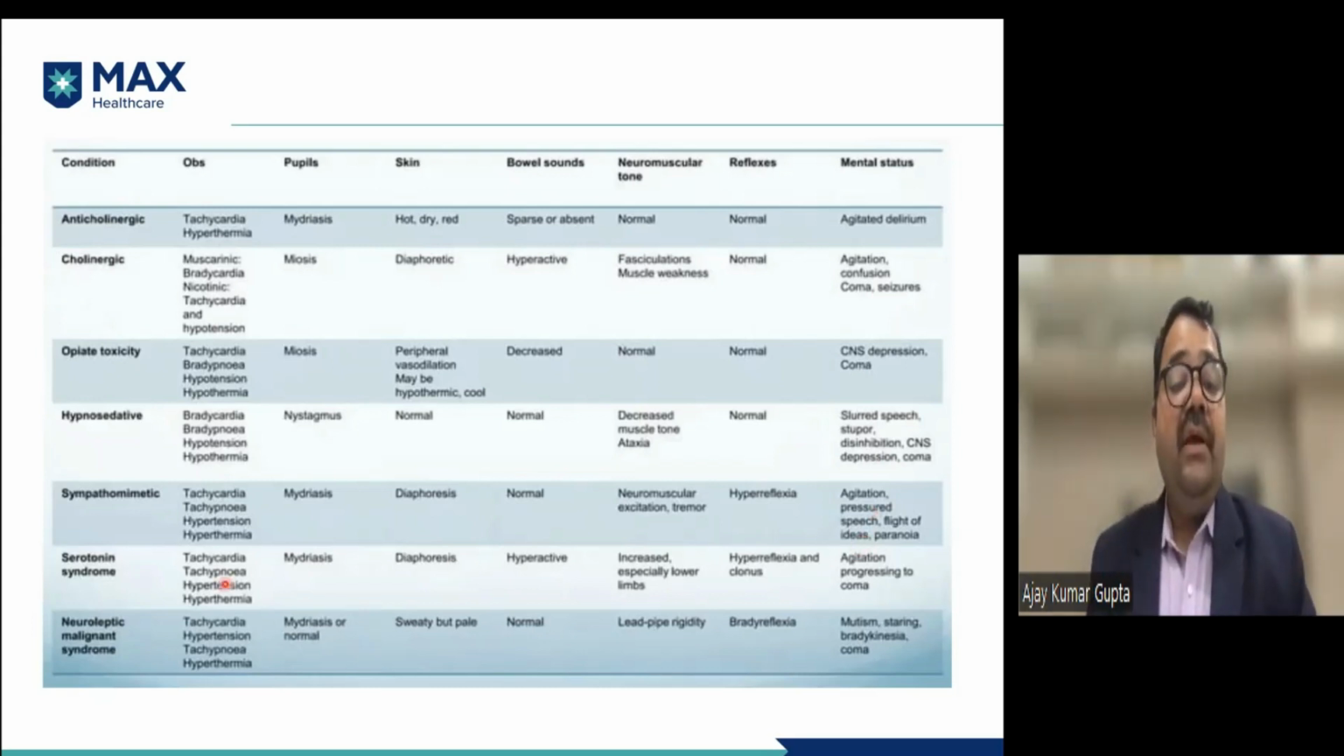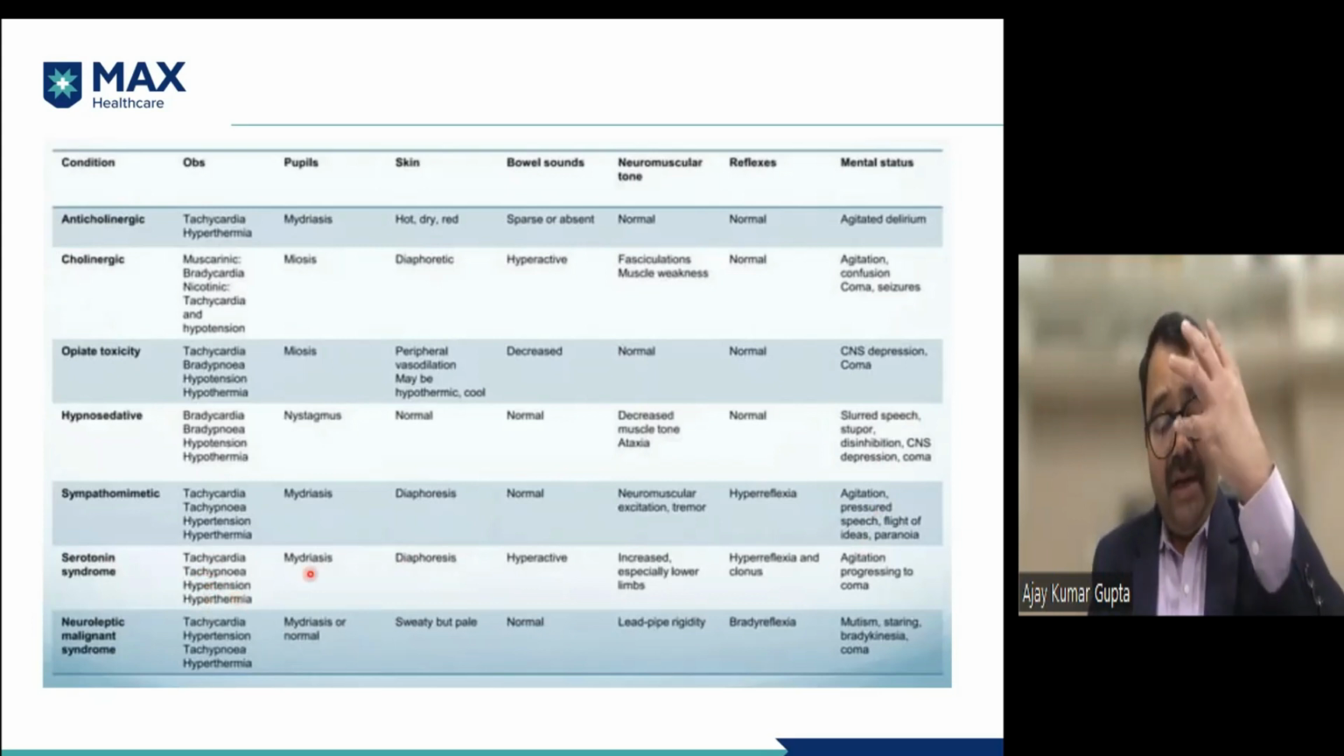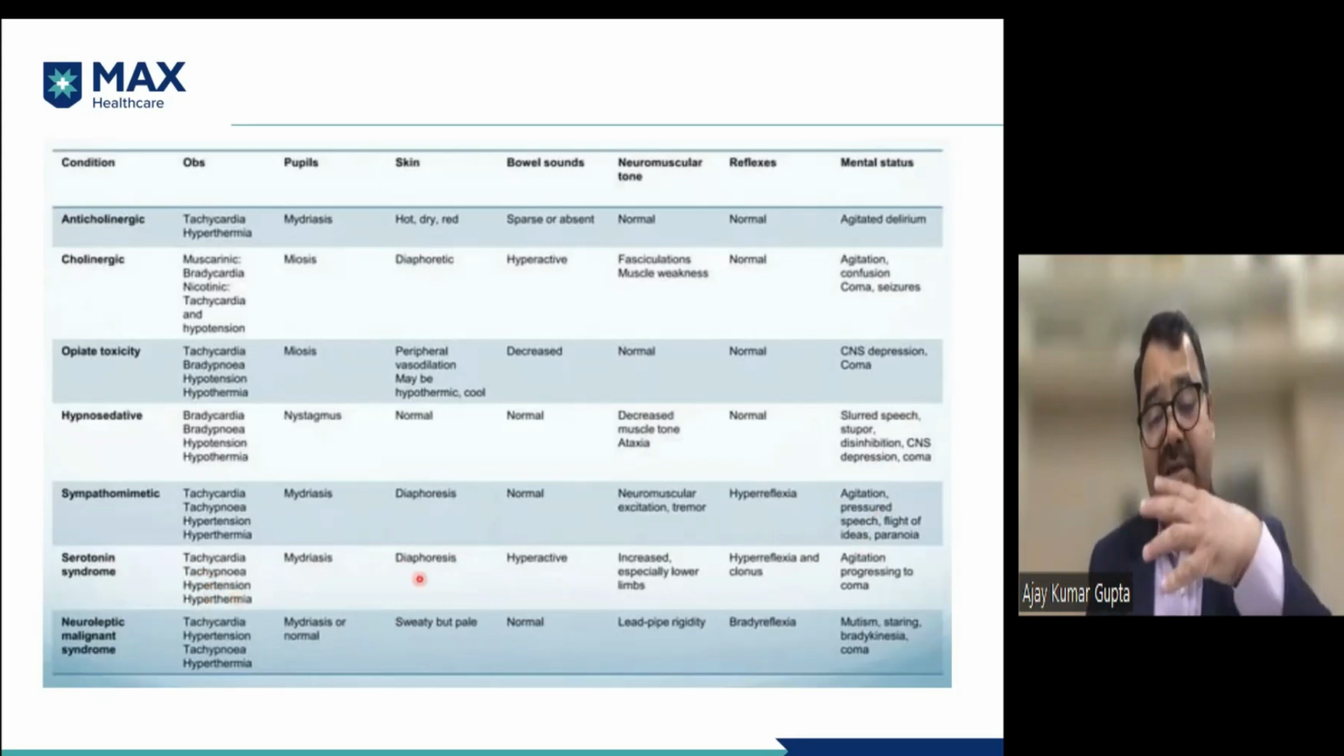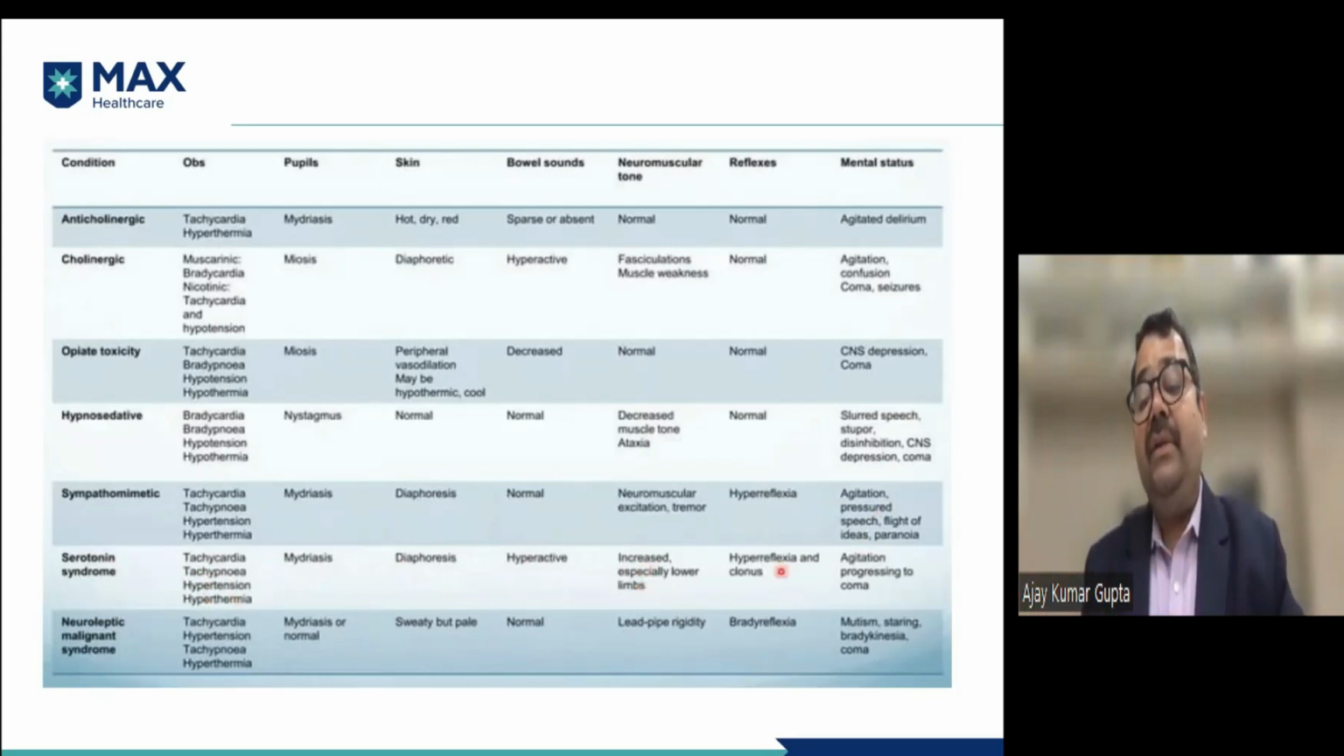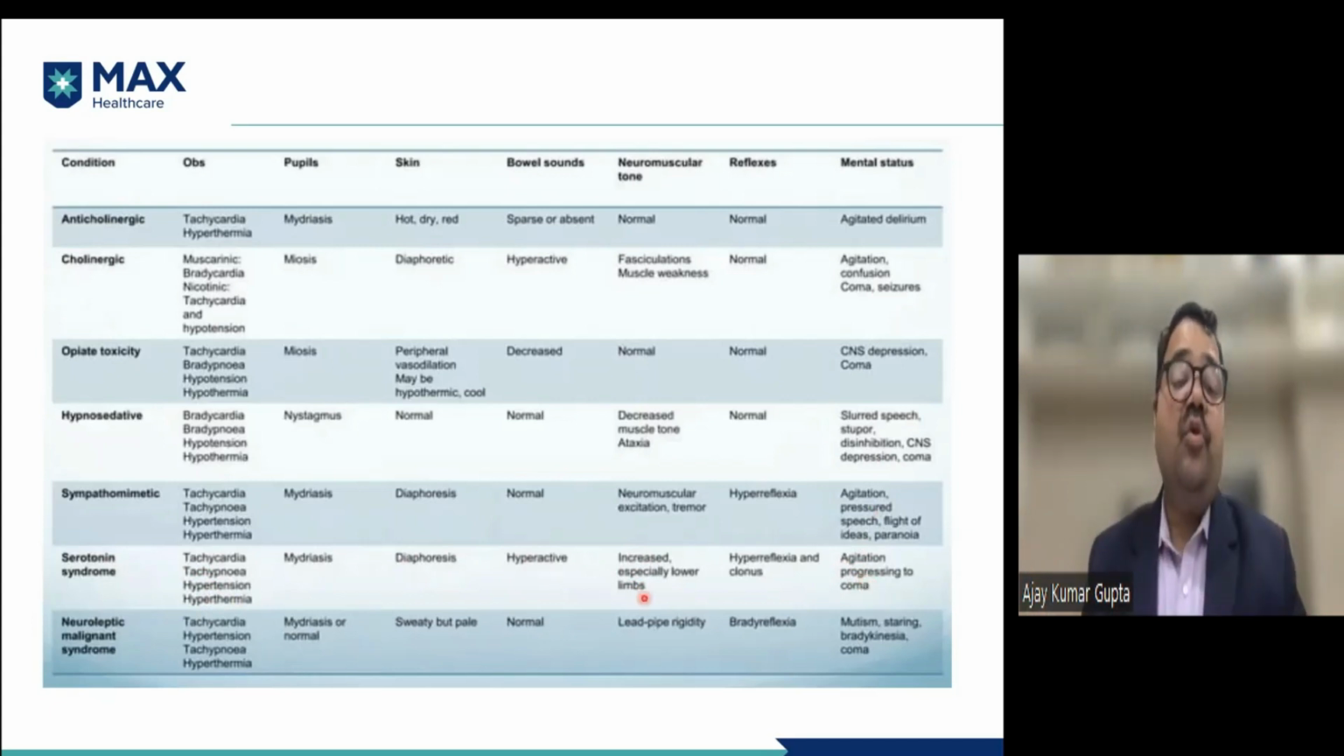flight of ideas or paranoia will be found. And if we talk about serotonin syndrome, there will be tachycardia, tachypnea, hypertension, and hyperthermia. The patient will have dilated pupils, or mydriasis. The patient will be sweating or diaphoresis. The bowel sounds will be hyperactive, and the neuromuscular tone will be increased, especially in the lower limbs. And the reflexes will be hyper. There will be hyperreflexia or clonus. And the mental status, the patient will be agitated, and may progress to coma.